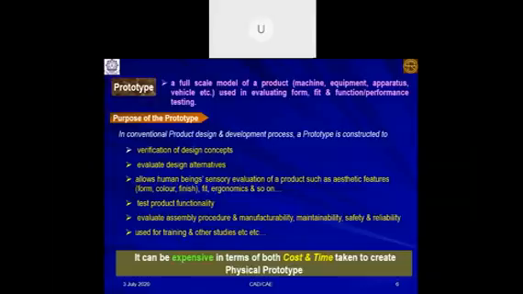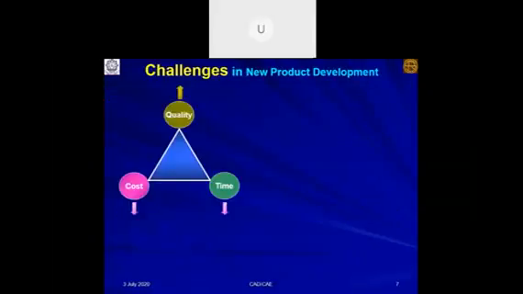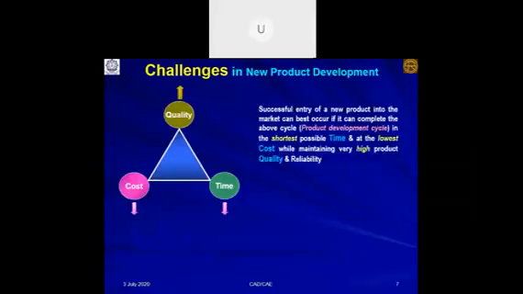To manufacture it, a lot of cost is involved, and that cost ultimately gets distributed over the product cost. When you sell any product in the market, this wasted cost will be distributed over the product which you sell. So, as you know, you have to reduce the cost of the product, which means you have to reduce the prototyping cost also. These are the challenges: you have to develop your product at the lowest possible cost and in the shortest possible time.